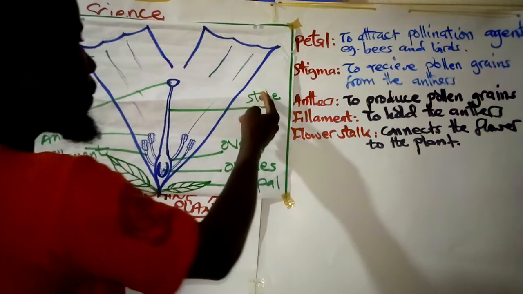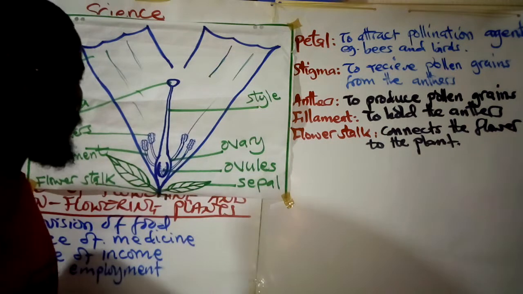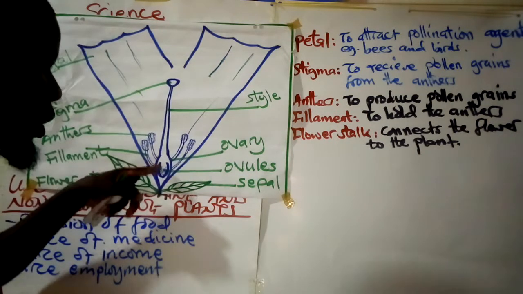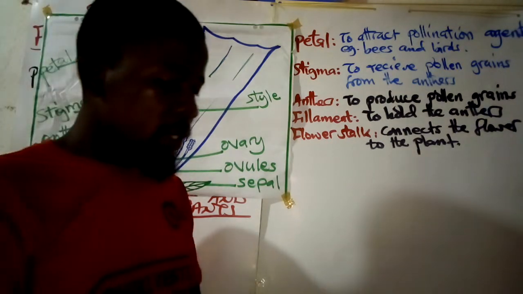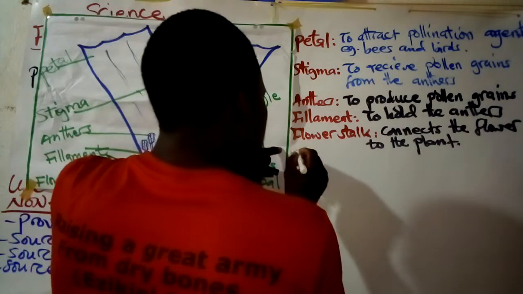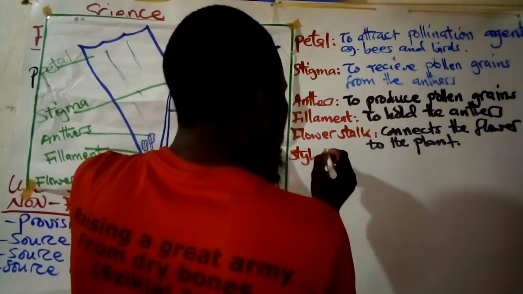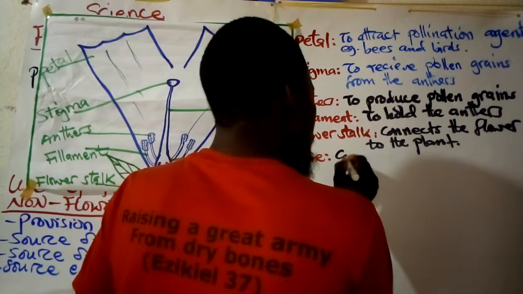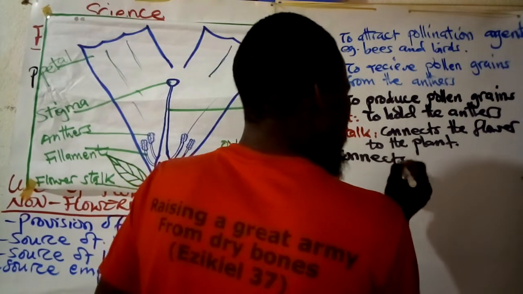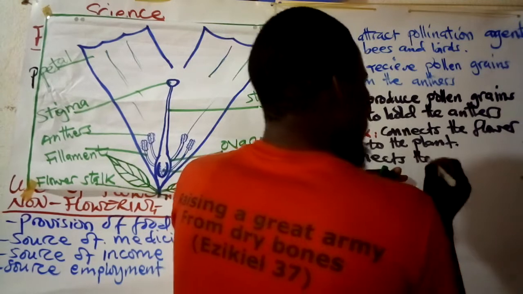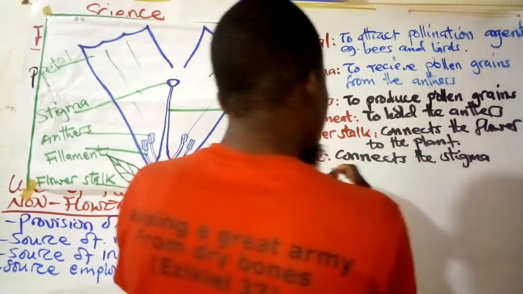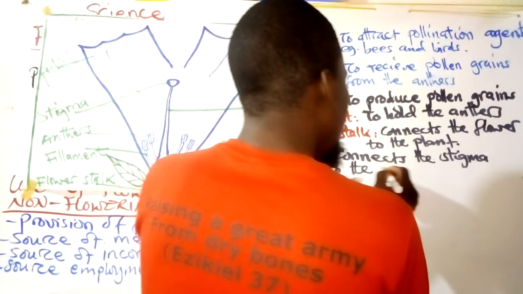Let's now look at the function of the style. The function of the style is to connect the stigma to the ovary.